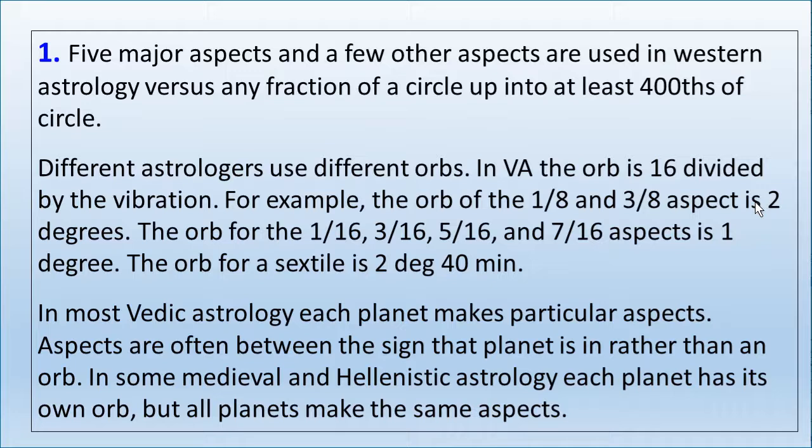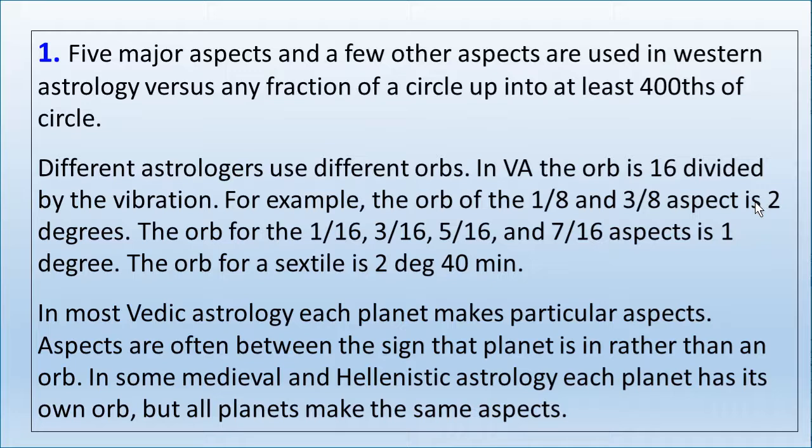Instead of modern Western, let's go back to Hellenistic and medieval Western astrology. In those systems, there are 5 aspects: conjunctions, oppositions, squares, trines, and sextiles. In more modern times, people have added a few more aspects like the semi-sextile, the quincunx, the semi-square, the sesquiquadrat, and typically that's about it. Some people experiment with a few others. So that's the big difference between modern Western astrology and ancient Western astrology and vibrational astrology in regards to aspects.